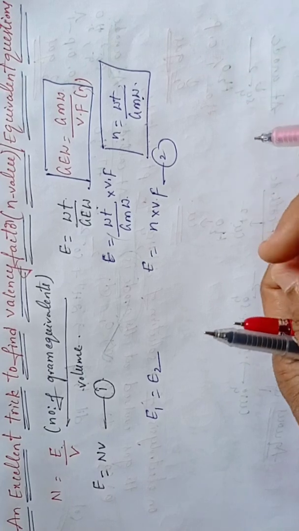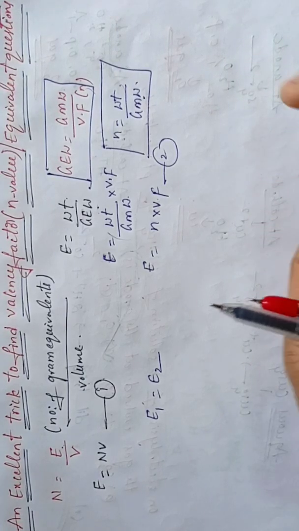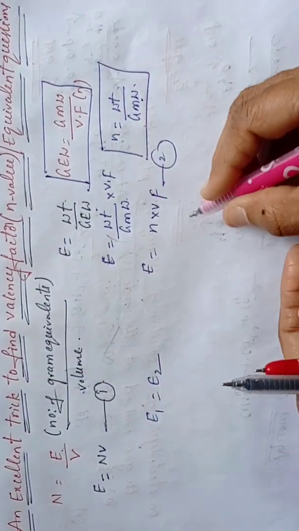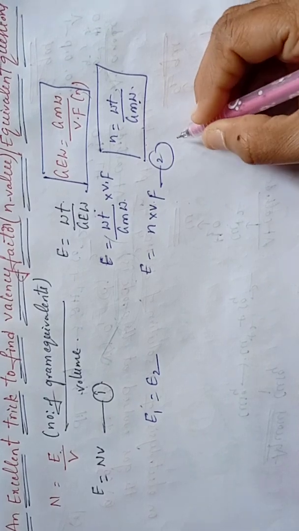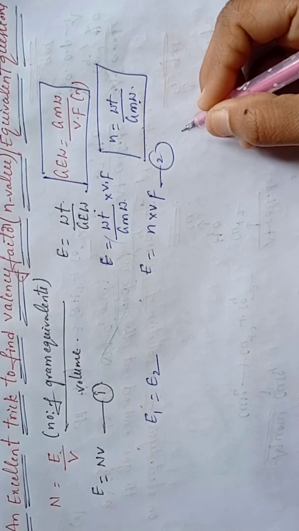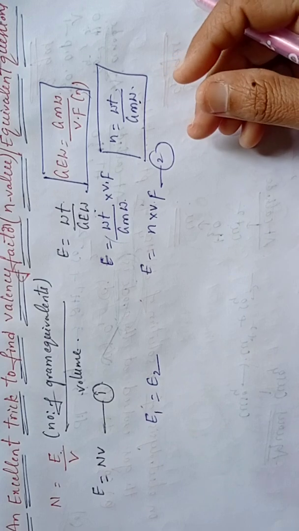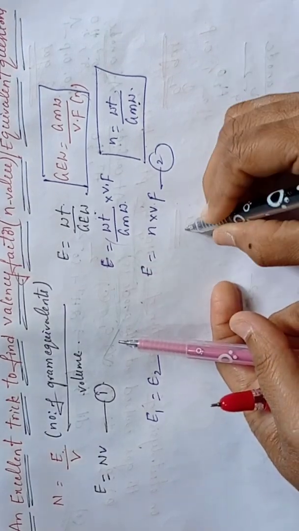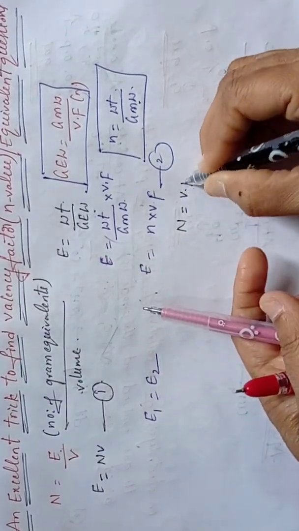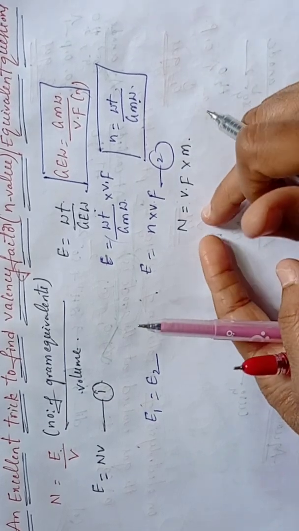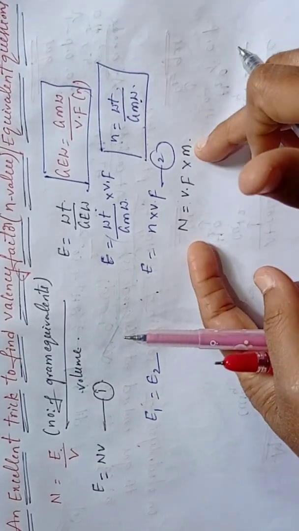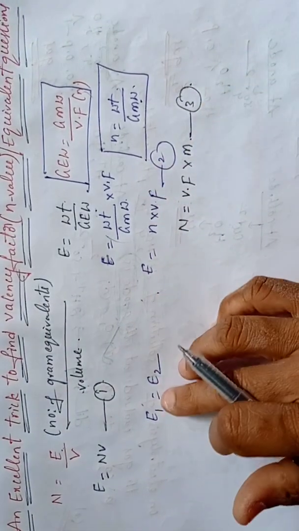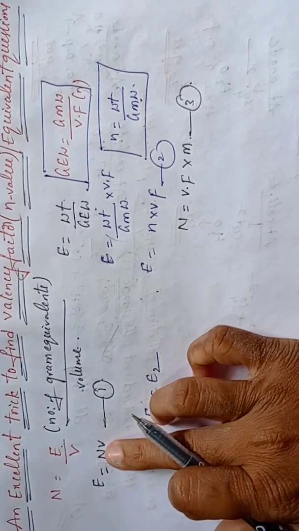And one more formula we know: the relation between normality and molarity. What is the relation, students? Normality is equal to valency factor into molarity. Are you following? So this we know, the relation between normality and molarity. This is equation 3, students. Equations 1, 2, 3.